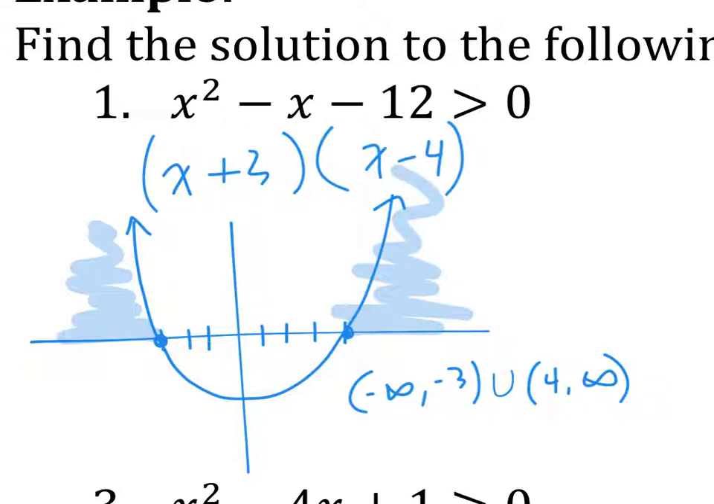Okay, once you graph it, you're going to see your graph without all that shading. Then you're going to do exactly the same thing. Ask yourself, where is this graph above the x-axis? And if you cannot figure out what those two points are, what are you going to do?